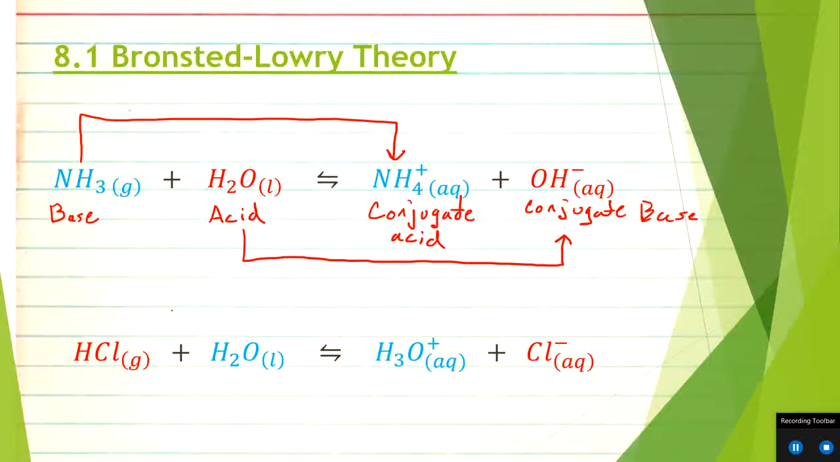Okay, in the reaction below, same idea. So we have our HCl. We've established previously that HCl is the acid in this reaction because it's giving away a proton to water, making water the base. So water on the other side, when it picks up a proton, now it becomes the conjugate acid.